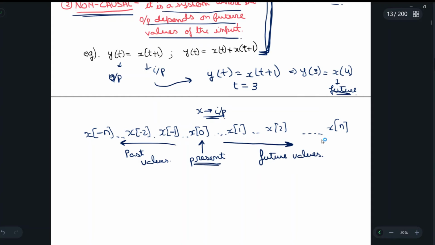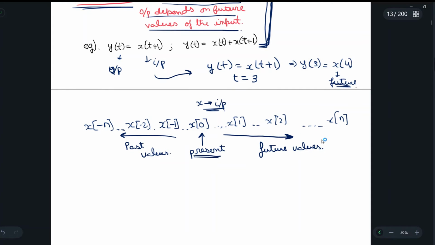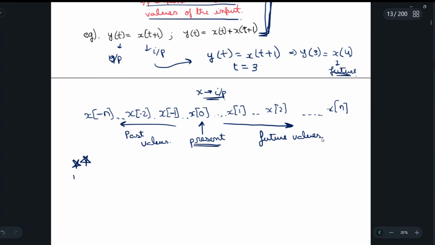So now let us define a concept, and guys, whenever a concept comes you have to star mark it in your notebook or wherever you are making your notes. So first of all we will write concept number 1, that is, whenever the input gives us a present or a past value, then it is a causal system.